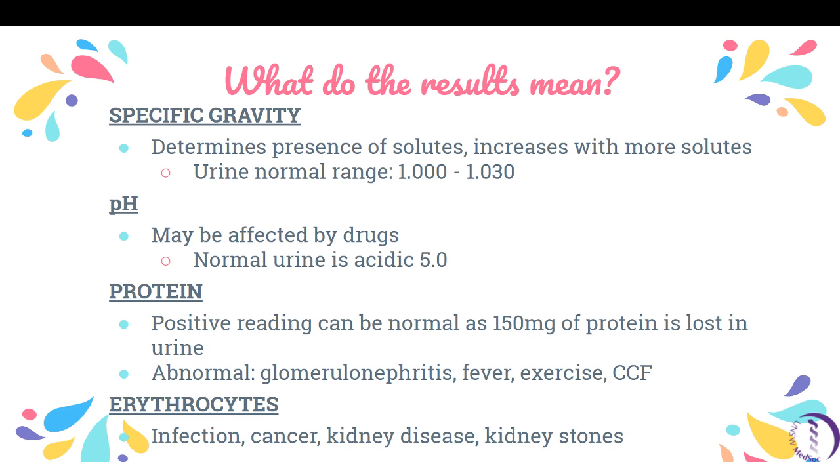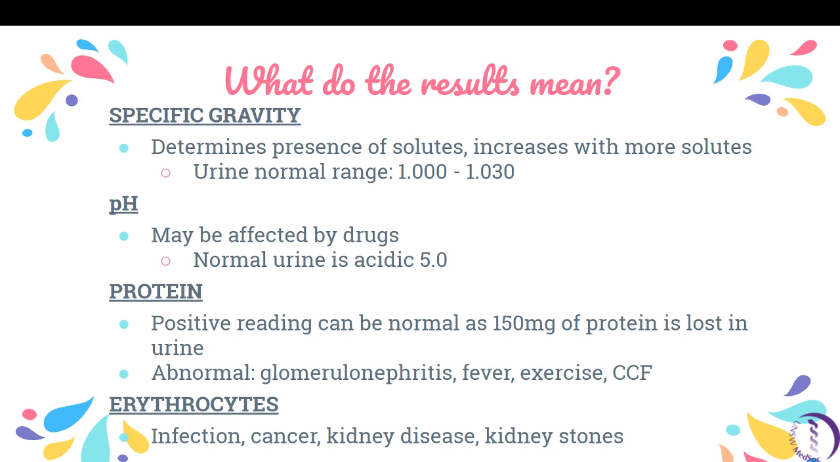As you would remember from H and B, there's a whole bunch of things that they go through in the urinalysis screen. Things like specific gravity, which determines the presence of solutes. The more solutes there are, the higher the value would be. The normal urine range should be about 1.0 to 1.030. Second thing is pH. Normal urine is acidic, with a pH rating of 5. This is a Viva question they've asked before. pH can be affected by drugs.